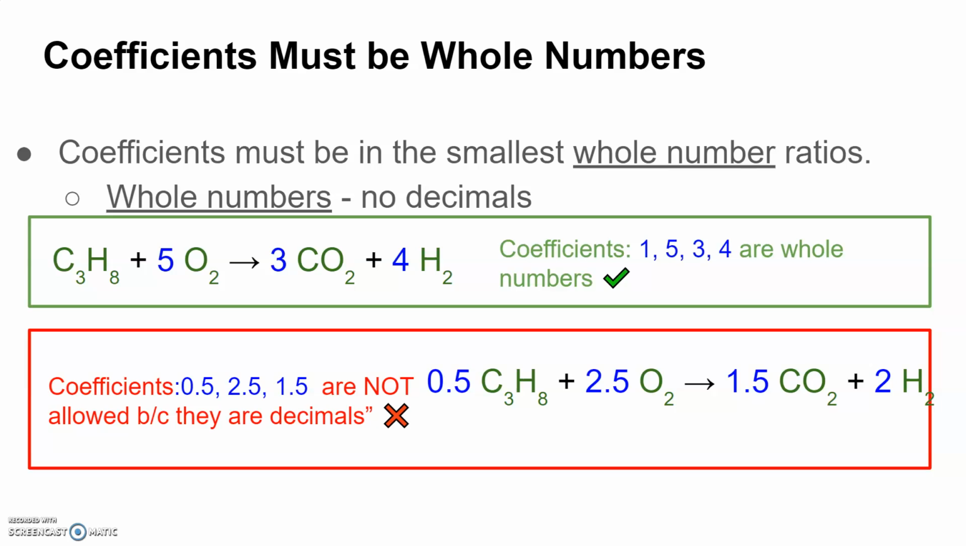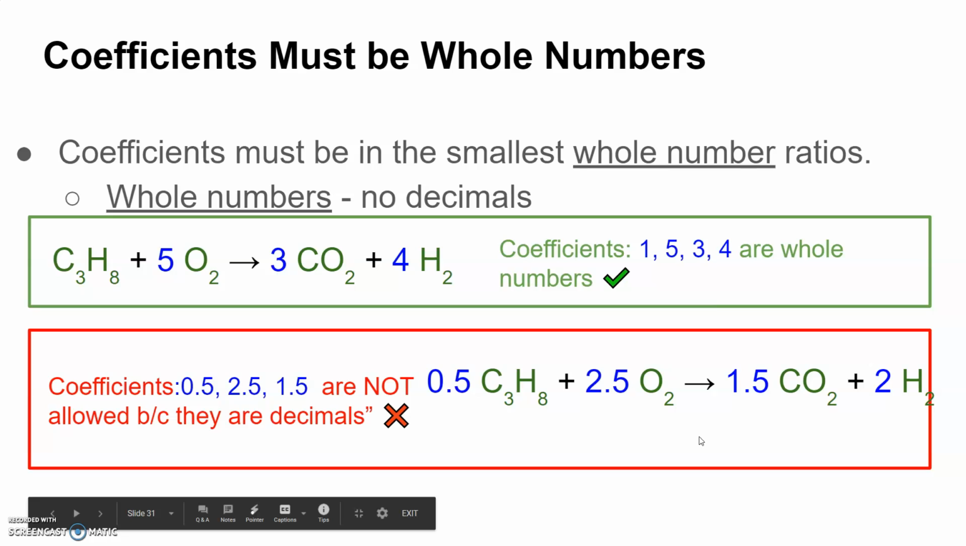And the reason why that's the case is you can't have a half a molecule of propane, because if you have a half a molecule of propane, it's no longer propane. The same thing for O2, you can have 2 molecules of O2, but that half molecule of O2 will no longer be O2, it will just be an oxygen atom. So you can't have decimals in your coefficients. And when we go over the practice, we'll see some strategies for how to deal with things when you have decimals.